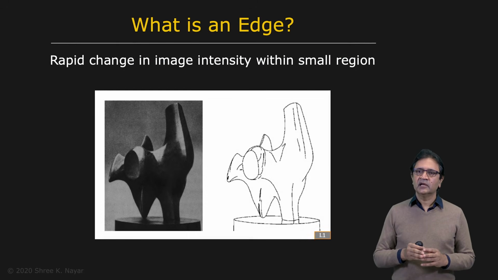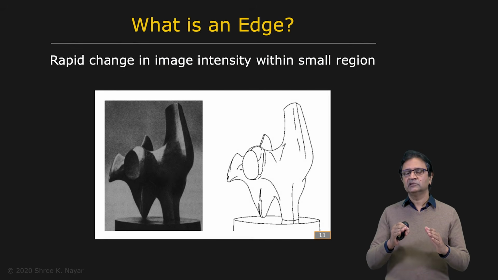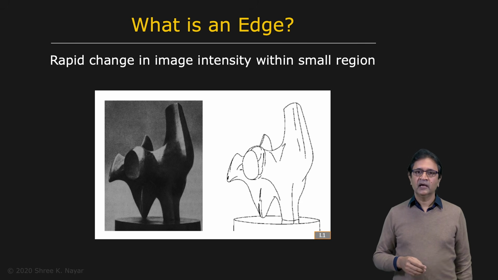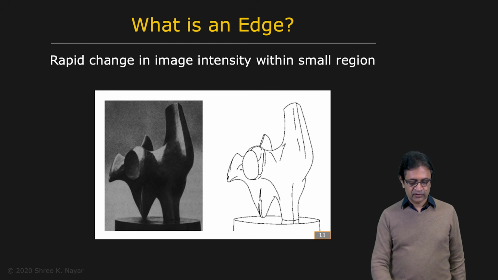Loosely speaking, we can say that an edge is a rapid change in image intensity within a small window in the image. So let's take a look at why edges are really important in computer vision. Here's an example from Vic Nalva's book.